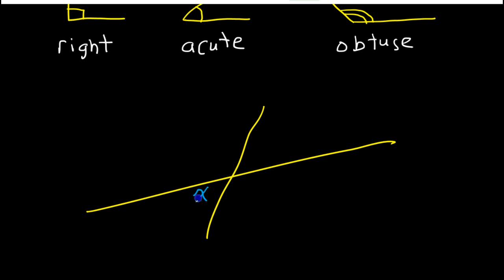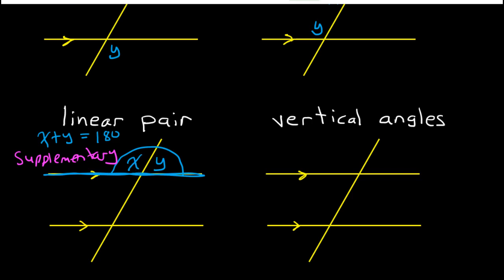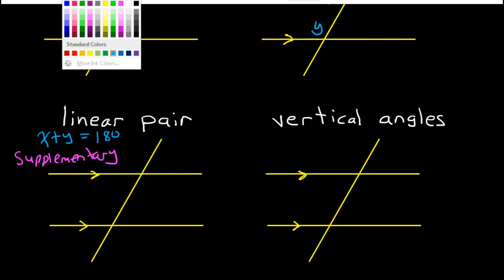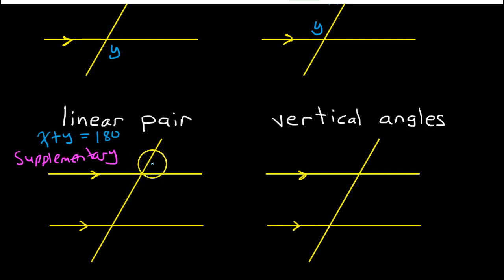So for example, if I put x here and y here, this is a linear pair because together they make this straight line. Here's another example of a linear pair. There's a bunch of them. If you do have parallel lines cut by a transversal, you have a bunch of examples of a linear pair. Say if this is x and this is y. Do you see how together they make this straight line right here? Together they make 180 degrees right here. So that makes this a linear pair.